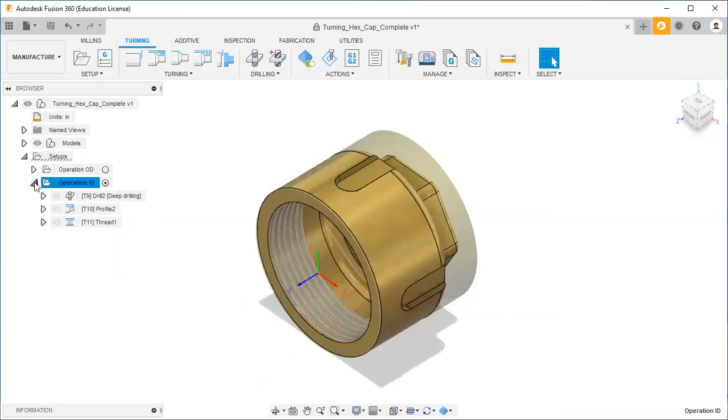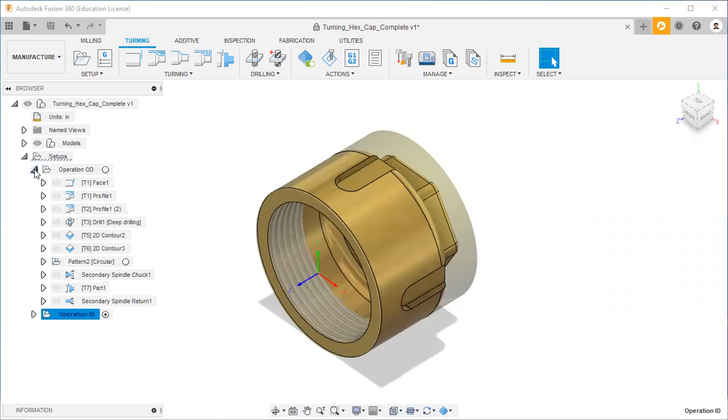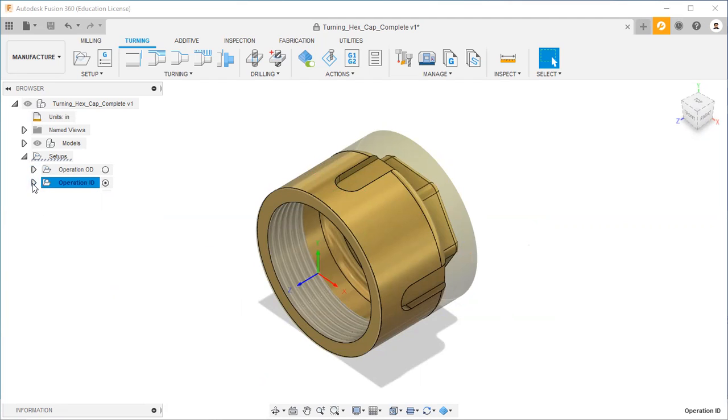Okay, so that was about another example, operation OD and various strategies, and operation ID and various strategies.